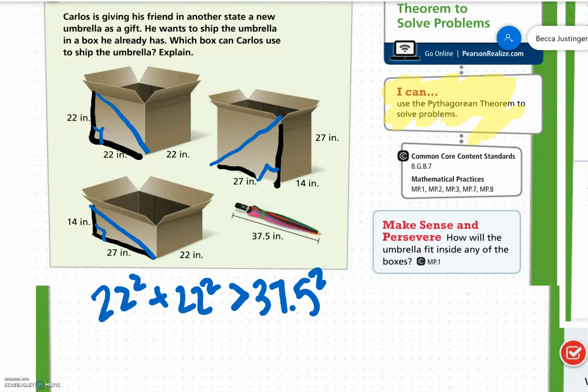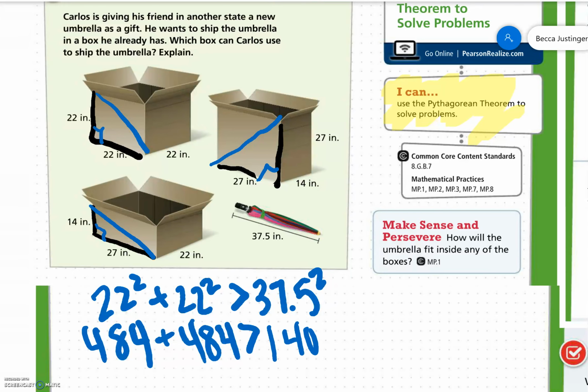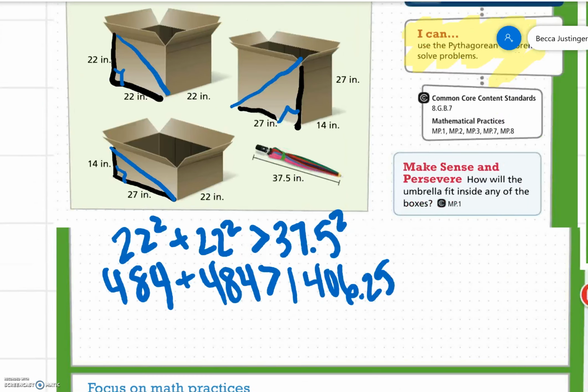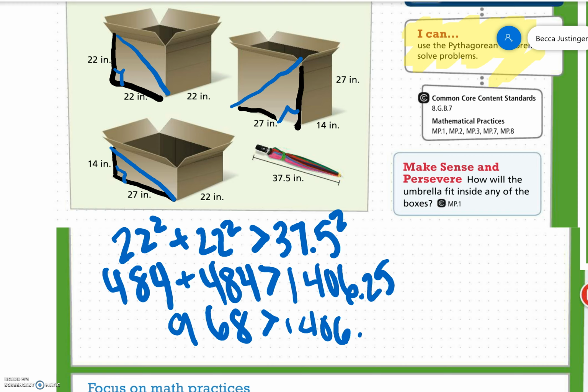22 squared is 22 times 22, which is 484. And so 484 plus 484 needs to be bigger than 37.5 times 37.5, which is 1,406.25. 484 plus 484 is 968. 968 is not bigger than 1,406.25. So it's not going to fit that way in the box, which means it's not going to fit on the bottom because that's also 22 by 22.